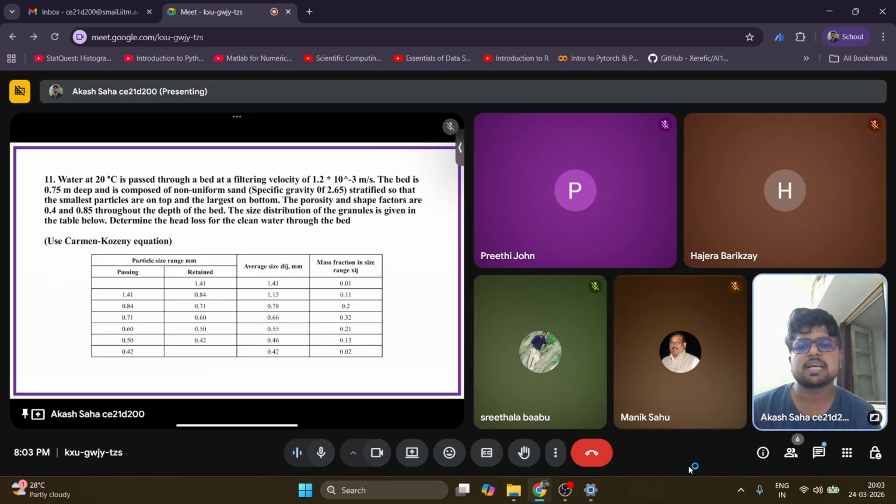But you can see that various mass fractions and the average size of the particular fraction is given. So like that, there can be questions of filter media with different types of particles. This we call non-uniform stratified particles. Okay, the earlier one was the uniform size particles. This is known as non-uniform stratified types of particles.